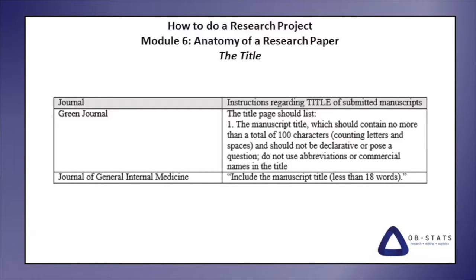The first journal, the Green Journal, requires that manuscript titles contain no more than a total of 100 characters counting letters and spaces, are not to be declarative or pose a question, and do not use abbreviations or commercial names. The second journal, the Journal of General Internal Medicine, requires that manuscript titles be fewer than 18 words.